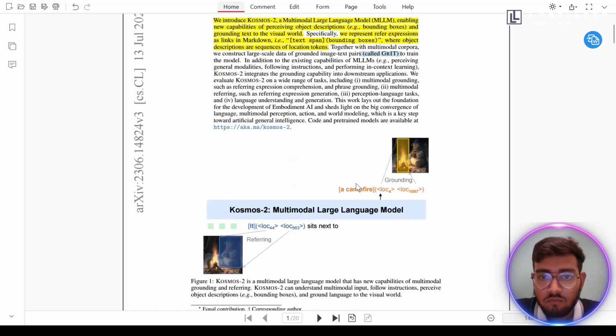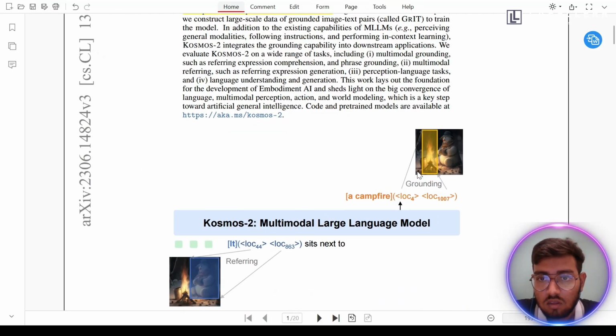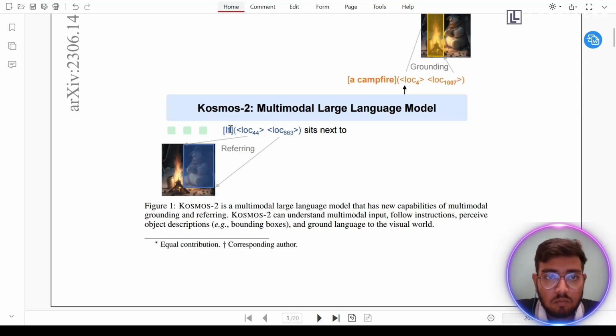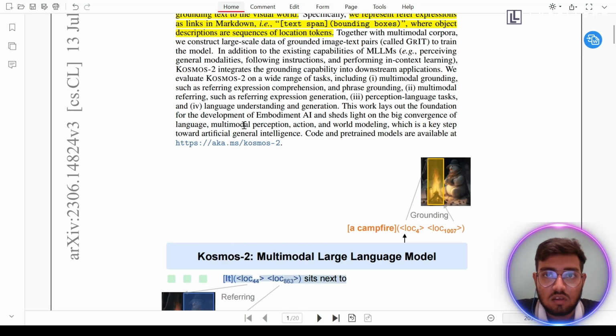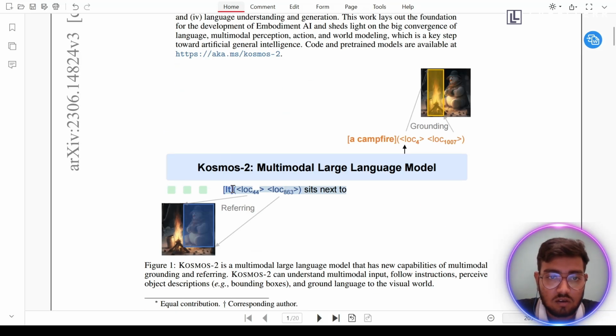So when Cosmos 2 detects an object, it gives data in this form: the object it is talking about, and then the location tokens. Here is the location token for the top left point of the bounding box and the bottom right point of the bounding box. So this provides us the location of the campfire it is talking about in this image, as you can see. Similarly for the snowman, it also has a general understanding, meaning if I am talking about something, it will understand it. Here it is the snowman.